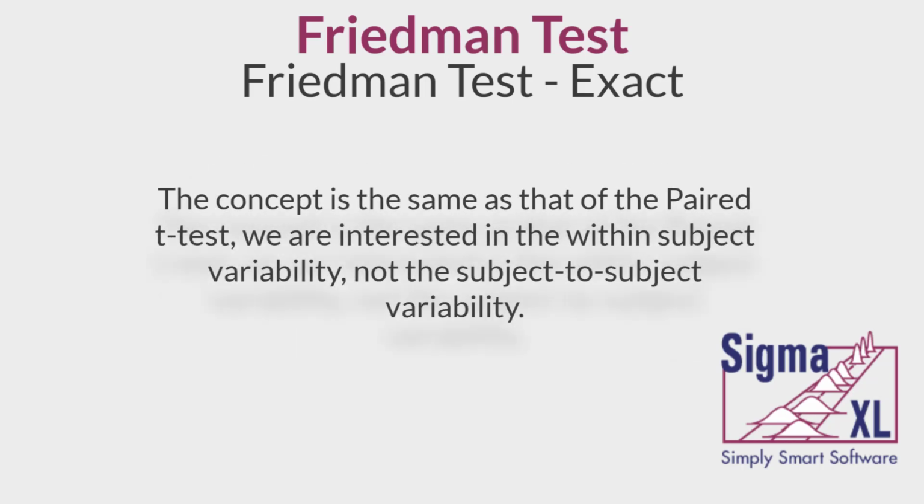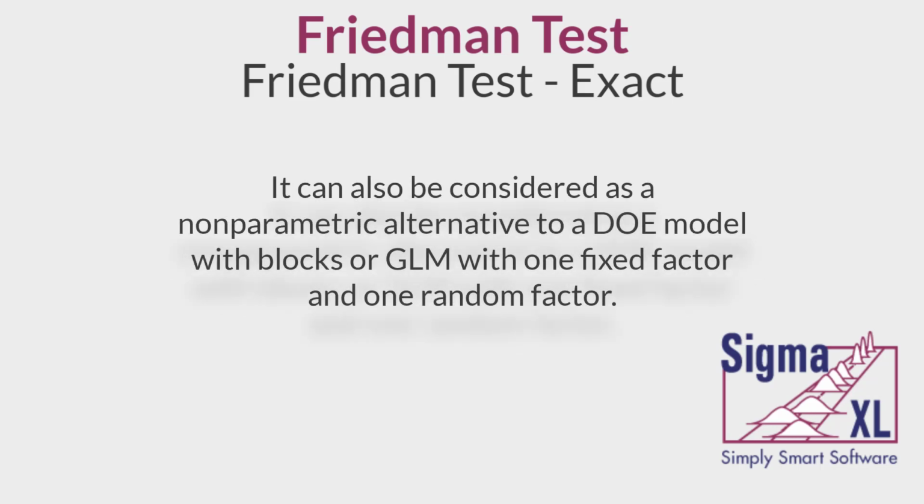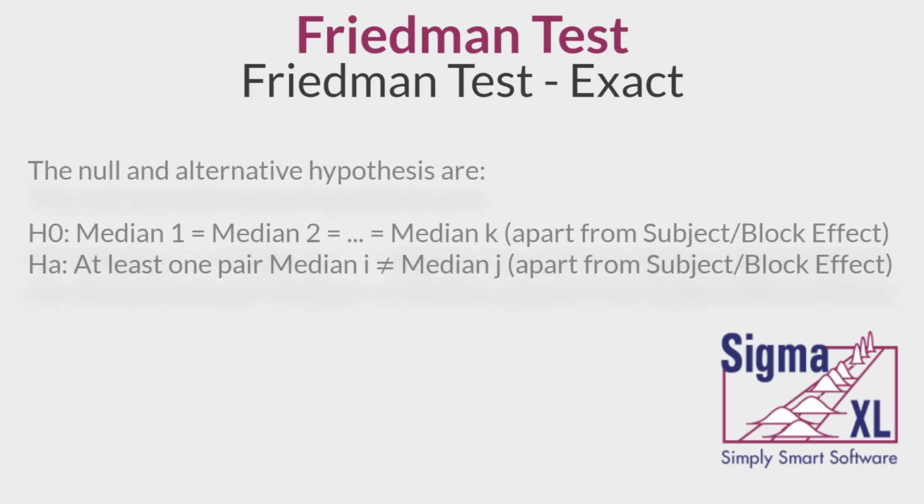The concept is the same as that of the paired t-test. We are interested in the within subject variability, not the subject-to-subject variability. It can also be considered as a non-parametric alternative to a DOE model with blocks or GLM with one fixed factor and one random factor. The Friedman test requires exactly one non-missing observation for each level of the treatment within each block. The null and alternative hypothesis are stated as shown.